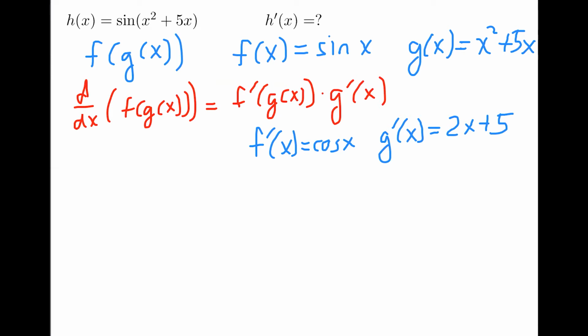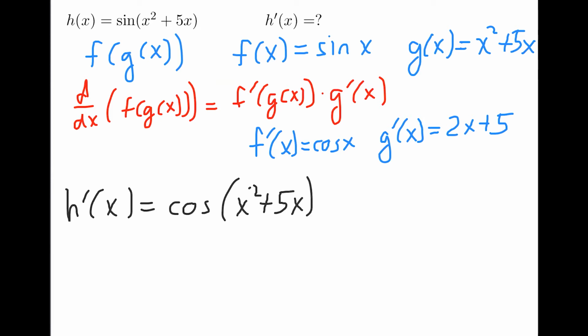So all that's going to happen is we're going to take our formula for f prime, and we're going to plug g of x in place of x, and then we're going to multiply that answer by g prime of x. So in other words, h prime is going to be equal to, again, we take the derivative of our sine, that's cosine, but instead of putting an x there, we put x squared plus 5x. And then afterwards, we have to multiply by g prime, so that's 2x plus 5.